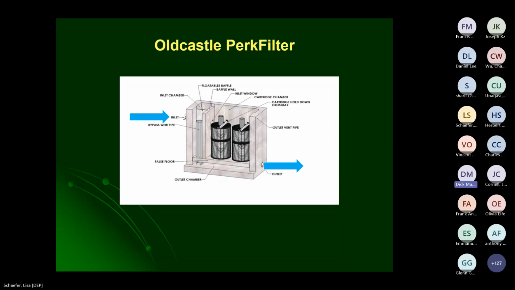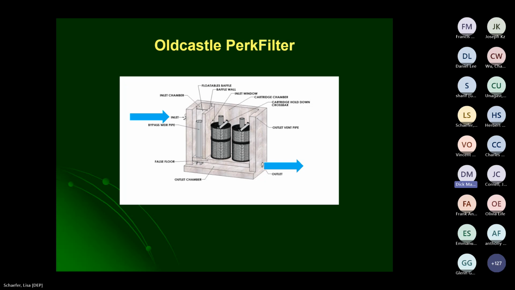You see a cartridge chamber. It was tested with two cartridge filters in the chamber. The inlet pipe comes in. There is some settling in the inlet chamber, also trapping floatables behind the floatables baffle. And then eventually it goes in and fills up the chamber at the bottom with the cartridges, and then the cartridges treat radially into that center pipe, and then there's an outlet pipe on the outlet side.